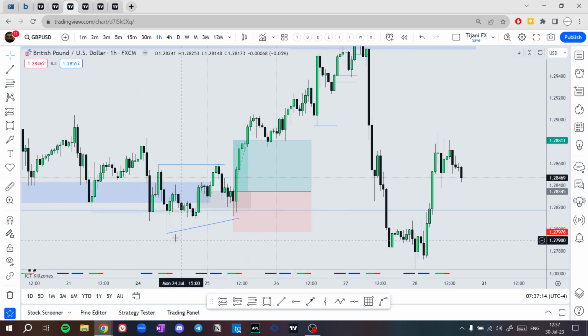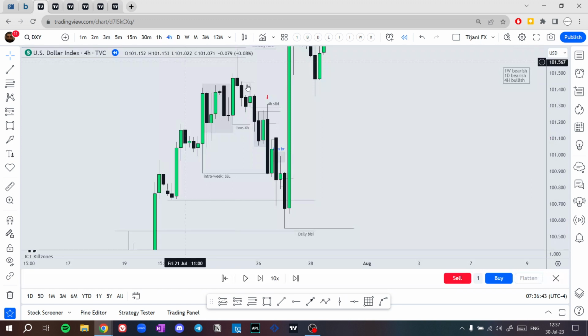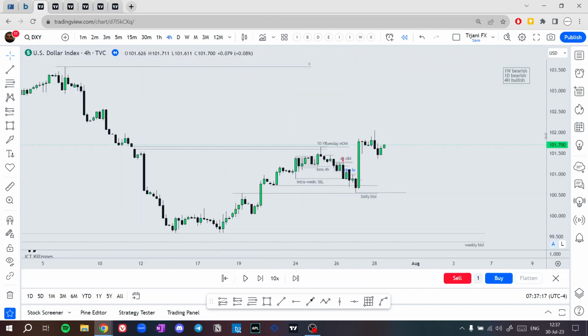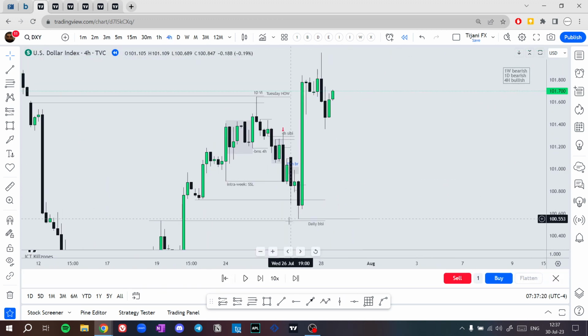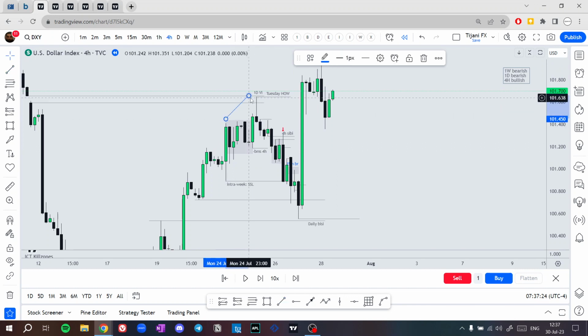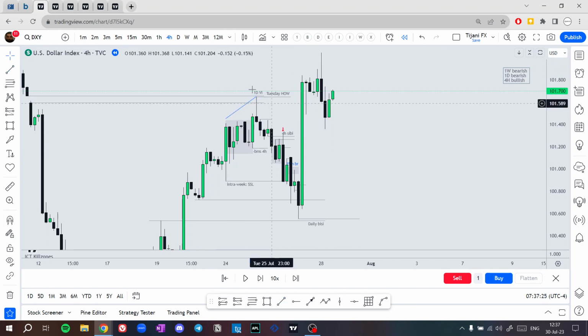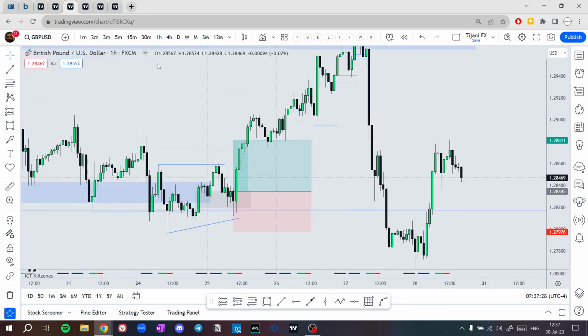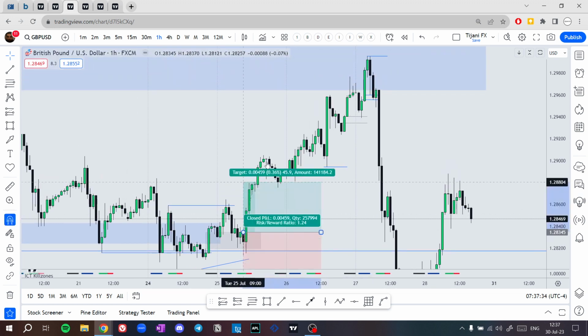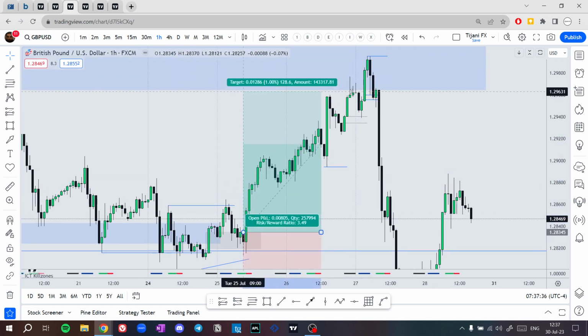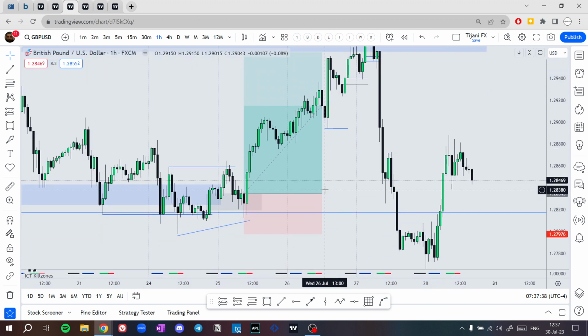This SMT has confirmed, if you see, Monday high has been taken right here, but price didn't check for GU on this low, so it is a confirmation to be bullish, and you see that price just went higher. So your entry was somewhere here, let's say.